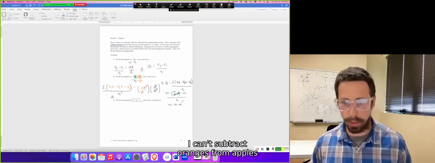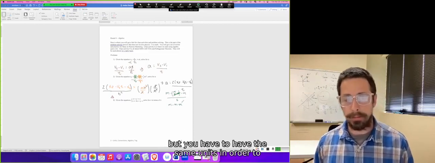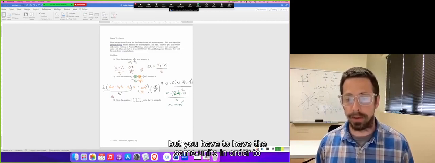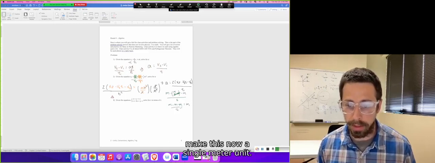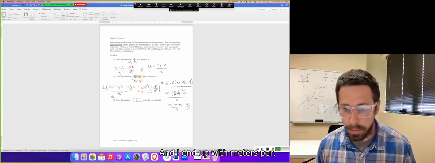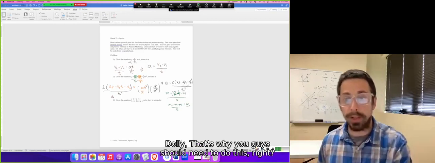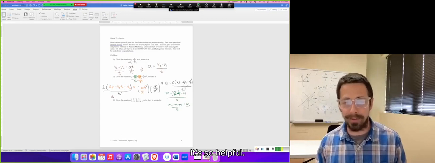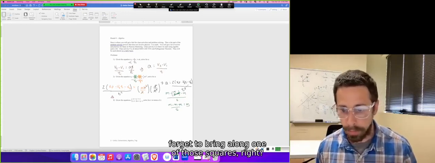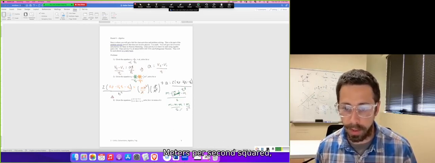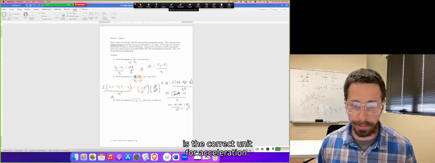I can't subtract oranges from apples because oranges are not apples, right? They're both fruits, sure. But you have to have the same units in order to make this now a single meter unit. And I end up with meters per, oops, what did I forget? I forgot that squared, didn't I? Golly, that's why you guys should do this, right? It's so helpful, right? The worst thing is when you just forget to bring along one of those squares, right? Meters per second squared, and that is the correct unit for acceleration.